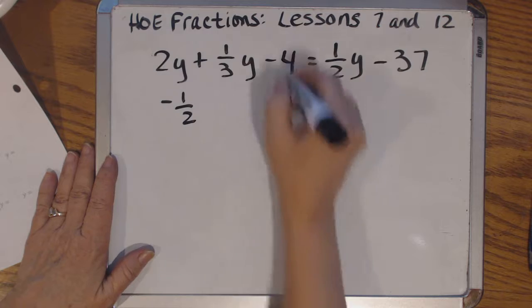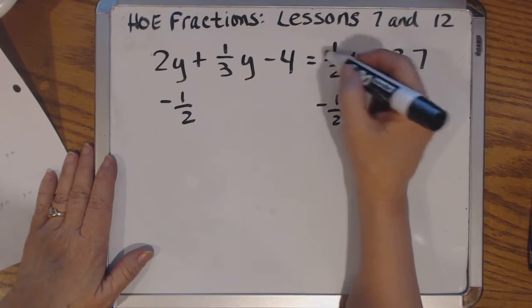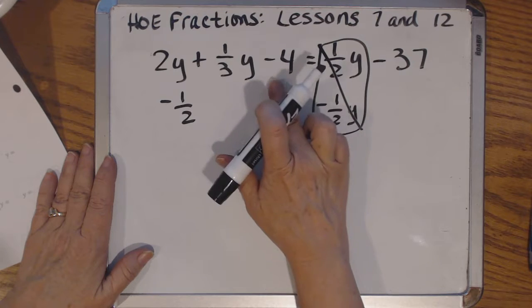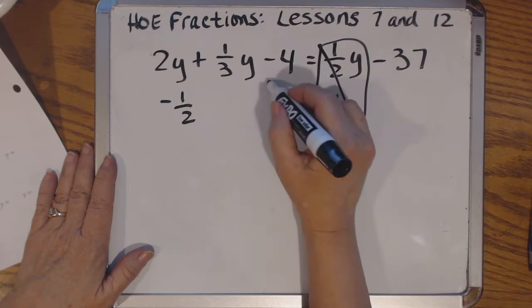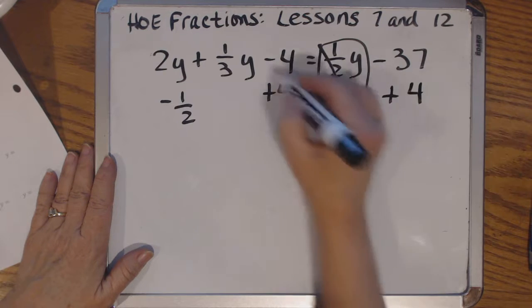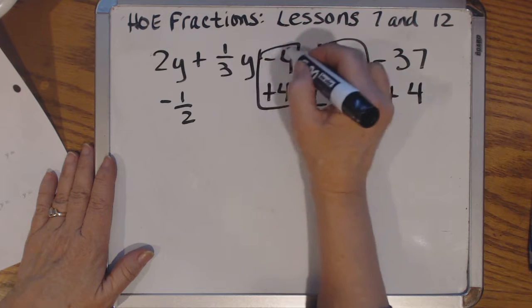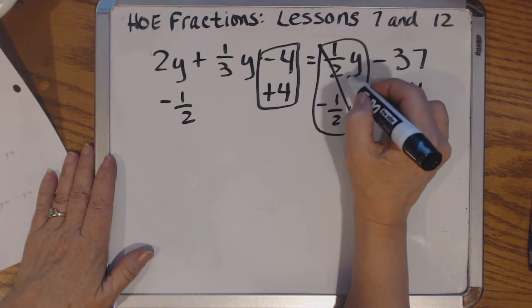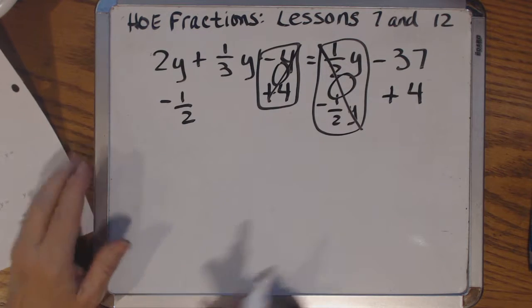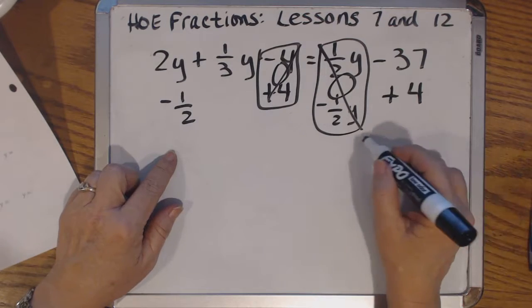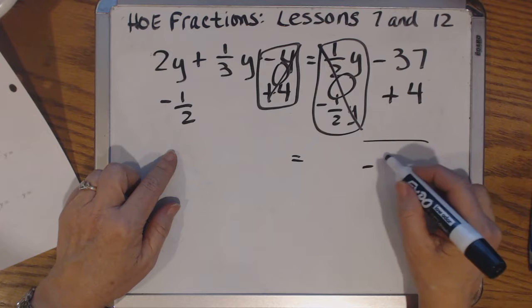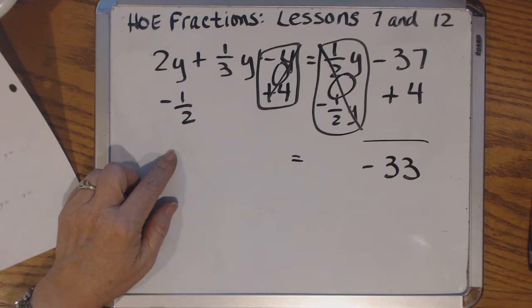I'm going to figure out a way to combine all these guys in a moment, but these guys are going to go away. And then I need to move the 4 over to this side. So I'm going to do that, and this goes away, right? So this becomes a 0, and this becomes a 0. Kind of messy. So again, I'm going to do the easy side first. Negative 37 plus 4, that's going to give me negative 33, right?